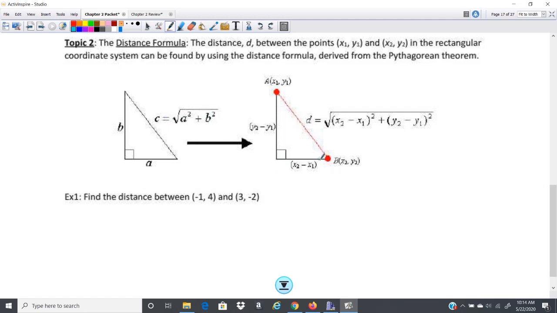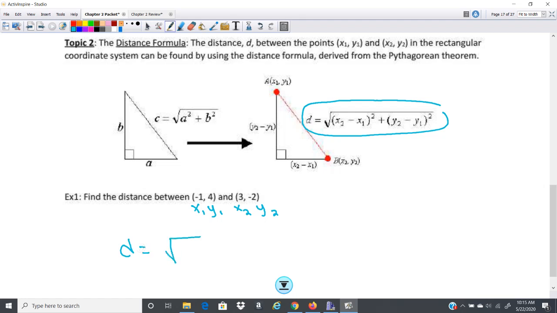So it's the same thing here, except your points a and b are going to be denoted as x1, y1 and x2, y2. Okay, so here is your distance formula: d equals the square root of (x2 minus x1) squared plus (y2 minus y1) squared. So when you're finding the distance between 2 points, label your x1, y1 and your x2, y2 and plug them into the formula.